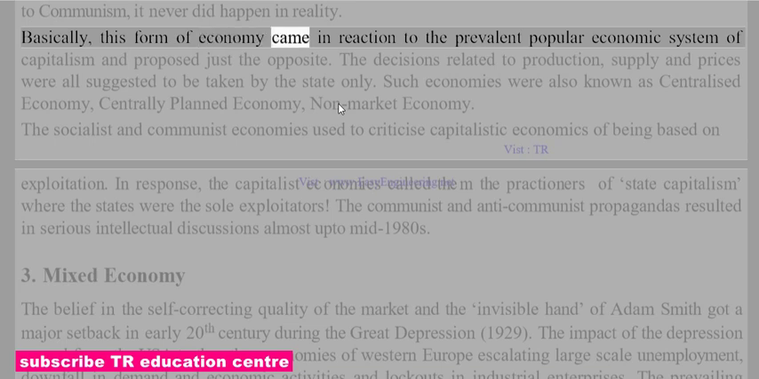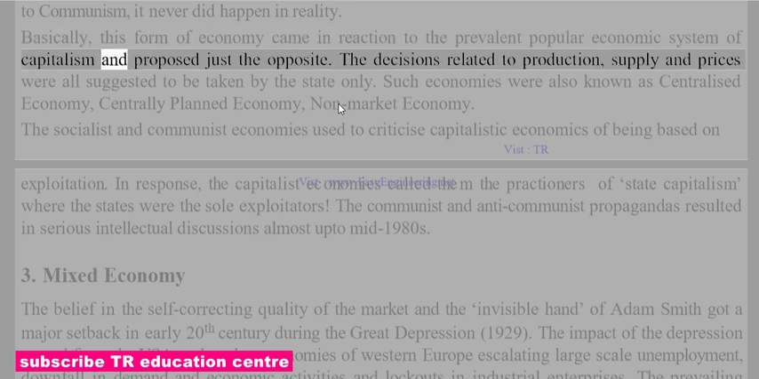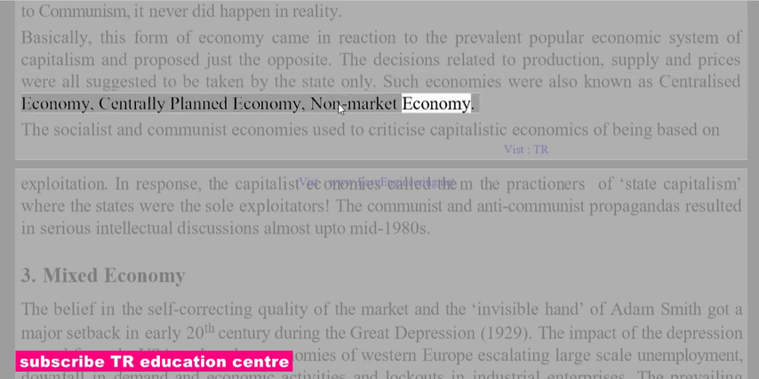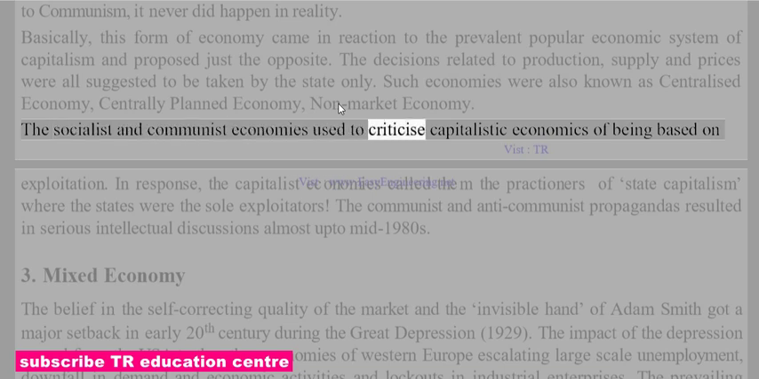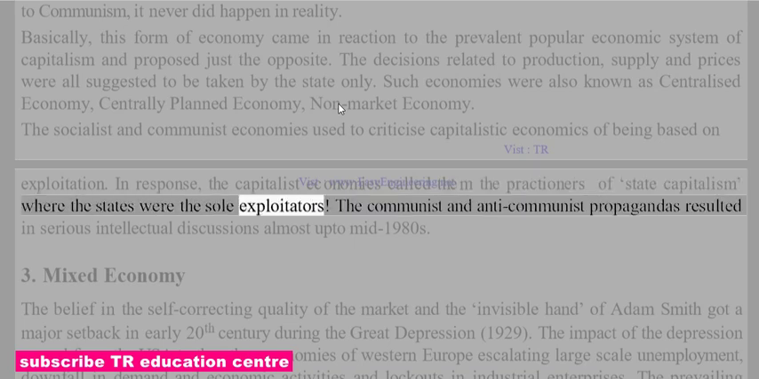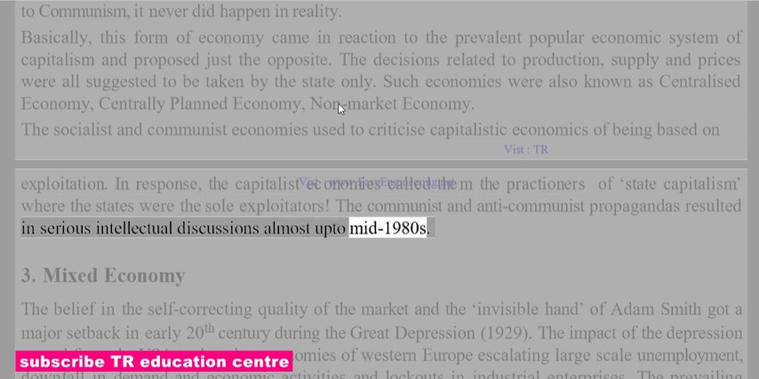Basically, this form of economy came in reaction to the prevalent popular economic system of capitalism and proposed just the opposite. The decisions related to production, supply and prices were all suggested to be taken by the state only. Such economies were also known as centralized economy, centrally planned economy, non-market economy. The socialist and communist economies used to criticize capitalistic economies of being based on exploitation. In response, the capitalists called them the practitioners of state capitalism, where the states were the sole exploiters. The communist and anti-communist propagandas resulted in serious intellectual discussions almost up to mid-1980s.